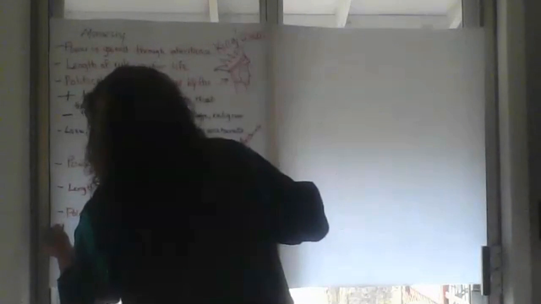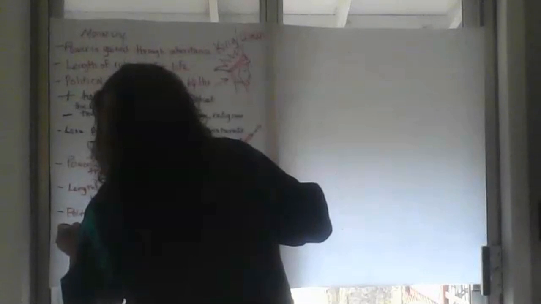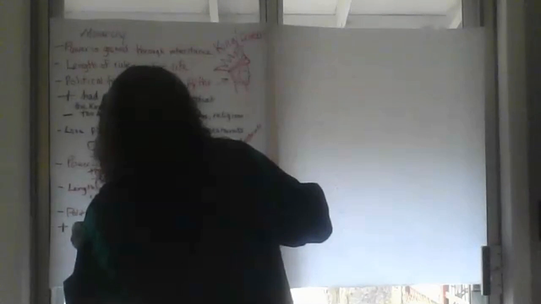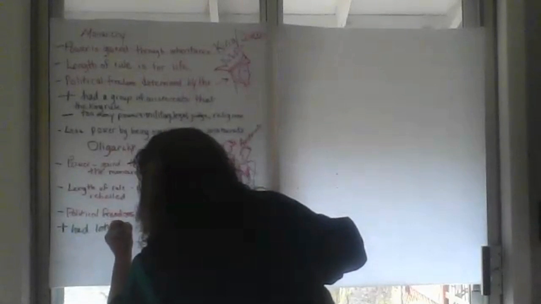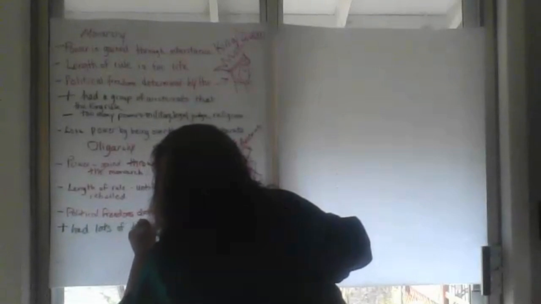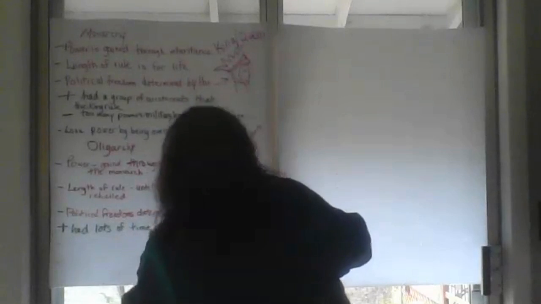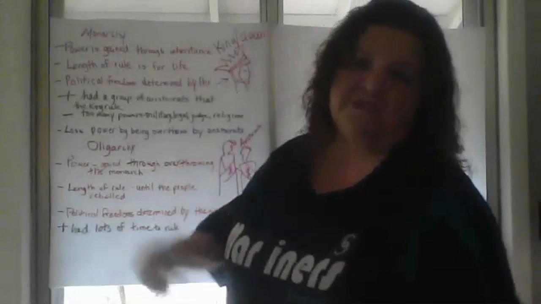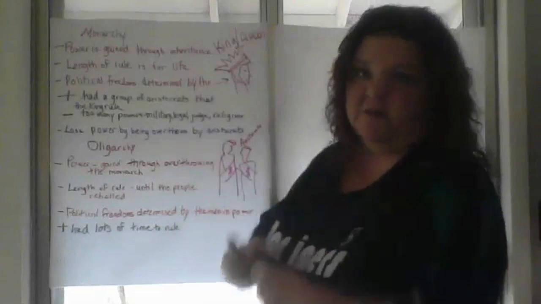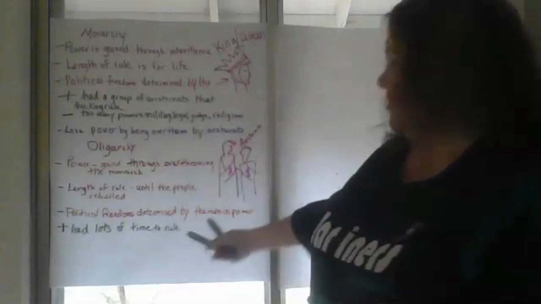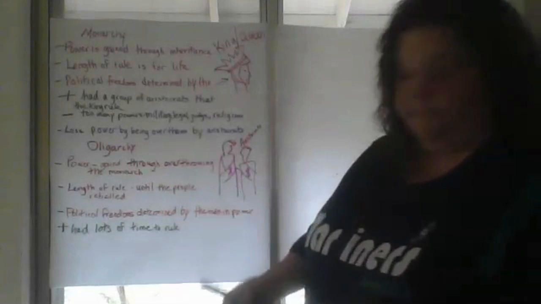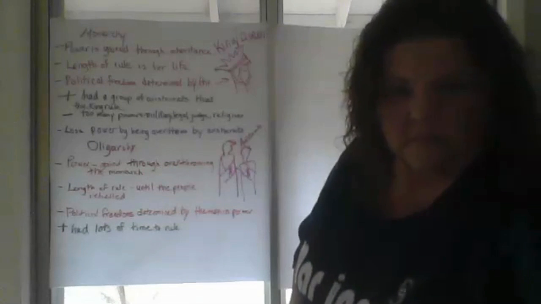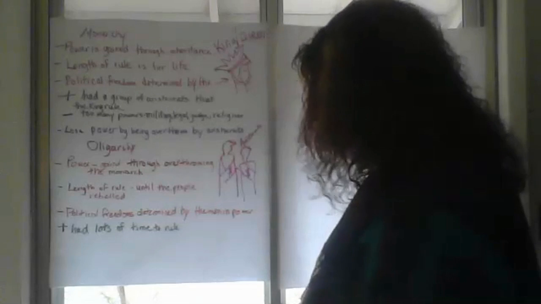So the positives about the oligarchy is because they were rich, they had lots of time. They didn't need a lot of help because they didn't have anything else to do. They were rich, right? They didn't have to go to a job every day. So they had lots of time. All right, I'm going to keep going.